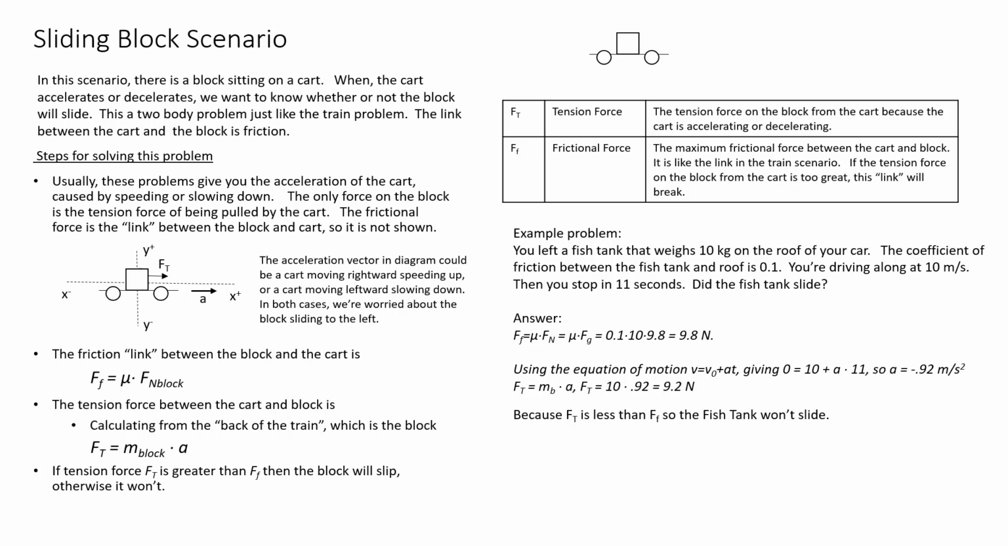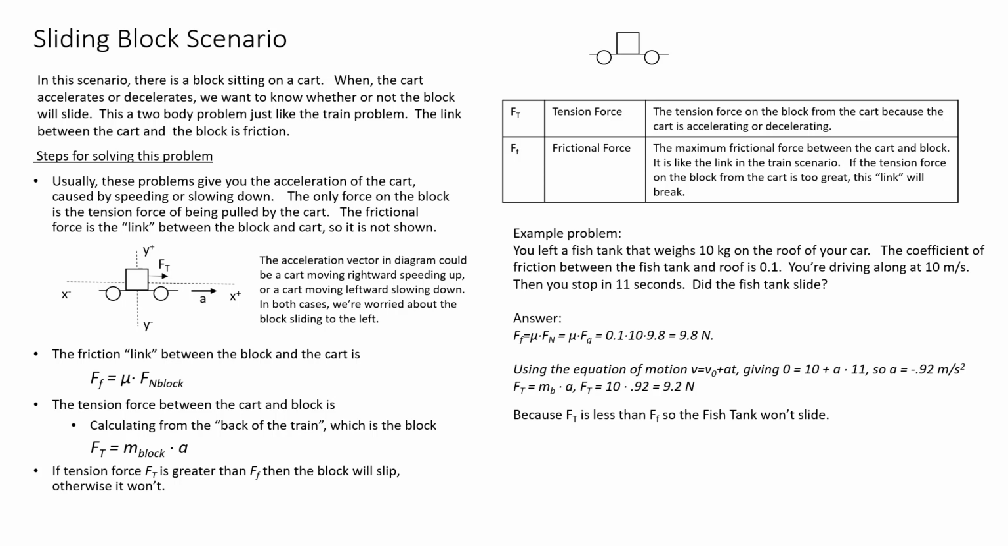And the tension force we can calculate from the back of the train. So this is whatever the acceleration is times the mass of the block. That's how much force it takes to accelerate the block. If the tension force is greater than the frictional force, then the block will slip. If not, the block won't. And that's the whole way you solve this problem. I encourage you to come back and look at this example problem.